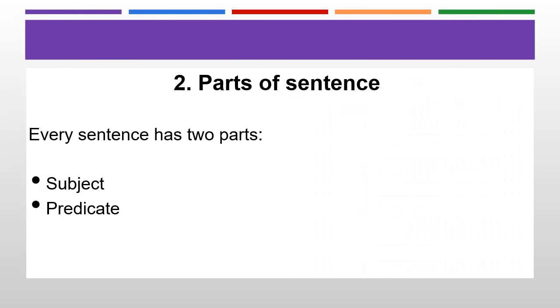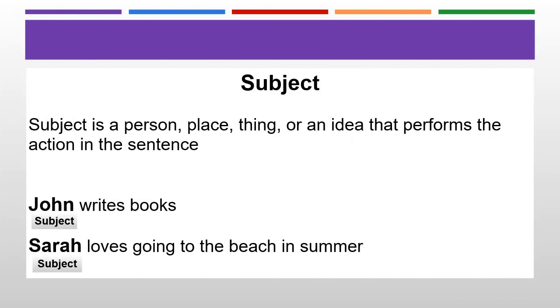Now, every sentence has two parts, a subject and a predicate. A subject is a person, place, thing, or an idea that performs the action in the sentence. For instance, in the sentence, John writes books, John is the person who is writing books, so John is the subject of this sentence.